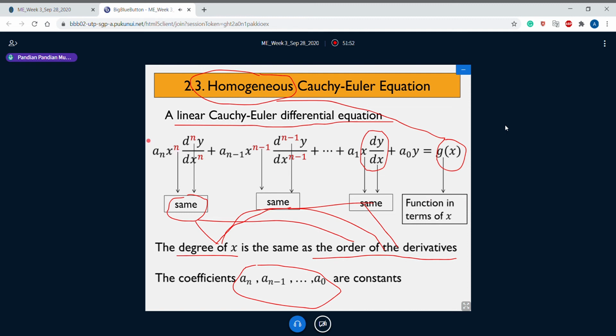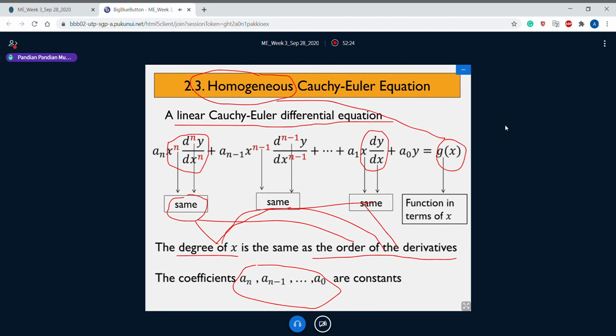So you must identify this Euler-Cauchy. You have the x term here together with d^n y/dx^n, x power n. And then the power will be reducing. If I put n equals 2, this will be 1. So like that. If I put 10, this fellow will be 9, 8, 7, and so on.